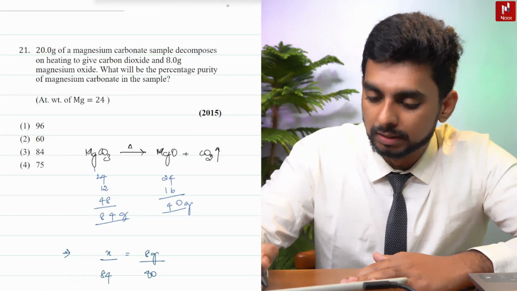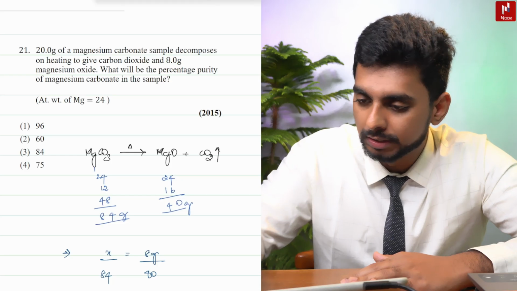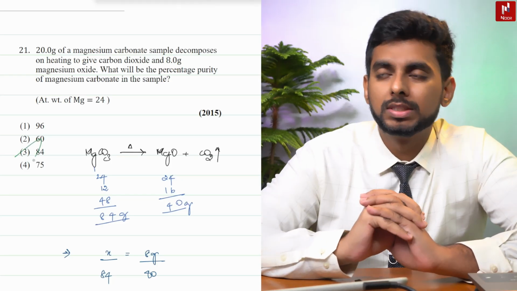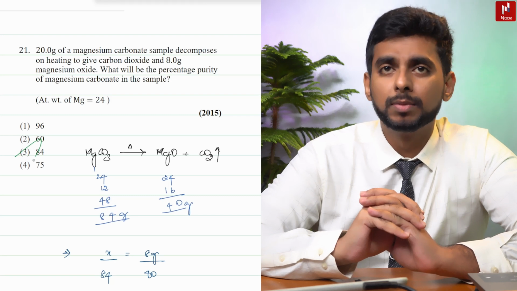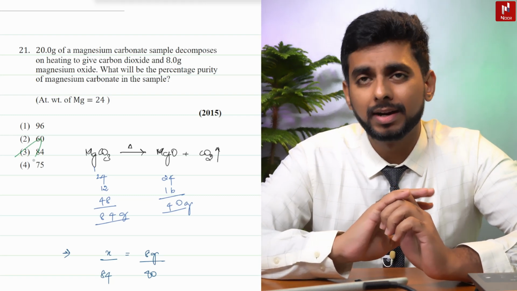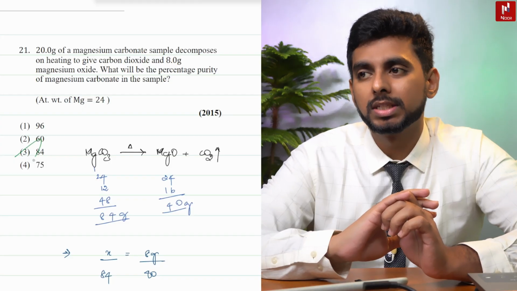You should be clear with the sum. You shouldn't have any doubt on this question, right? Fine. So here they have given you a sample, which is magnesium carbonate. I just burnt it. When I burnt it, I got magnesium oxide and then carbon dioxide, right? What they're asking us to find is the percentage of purity.